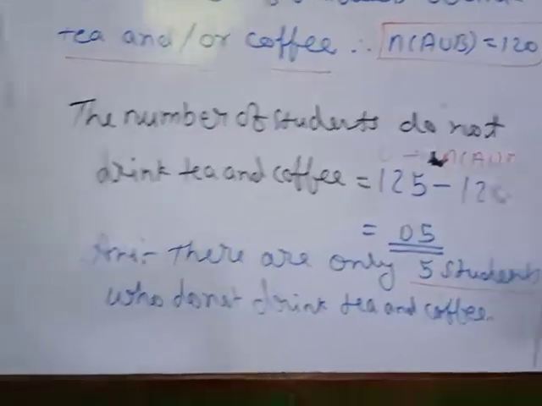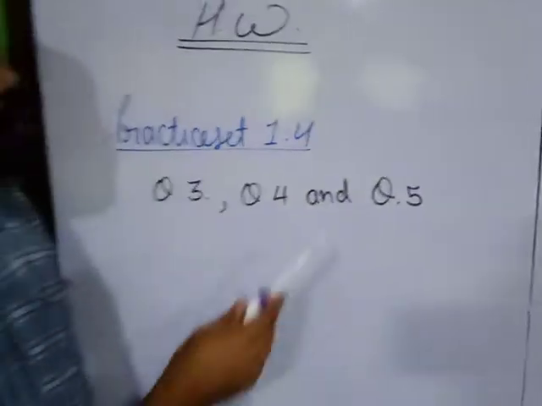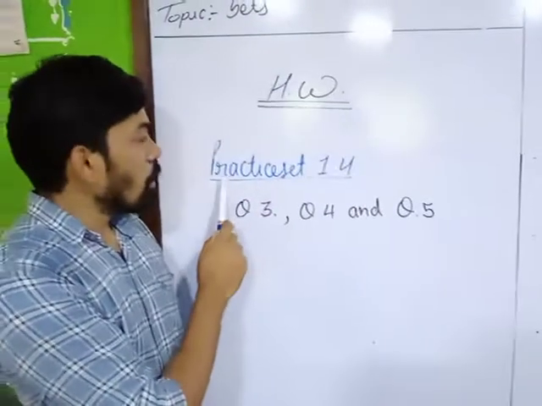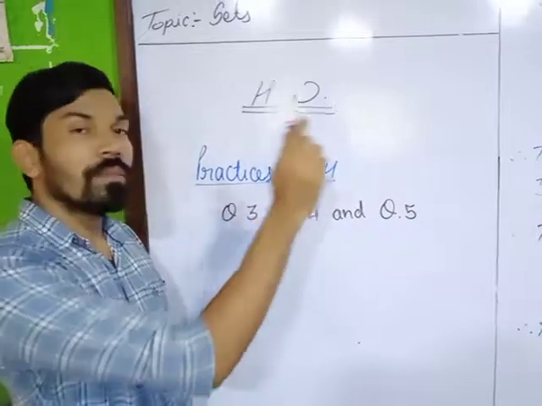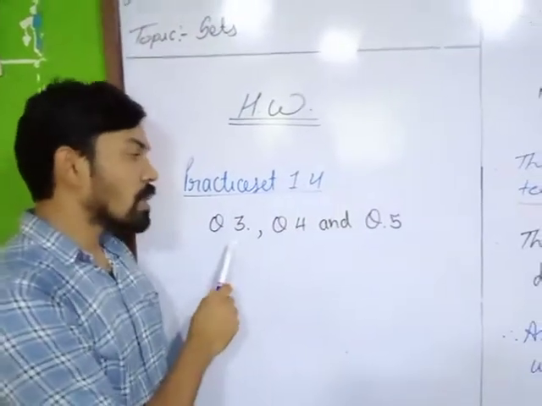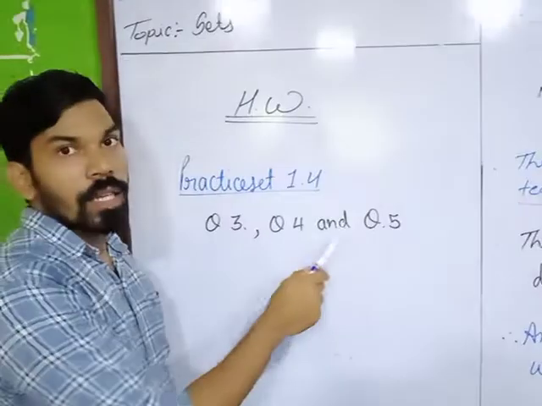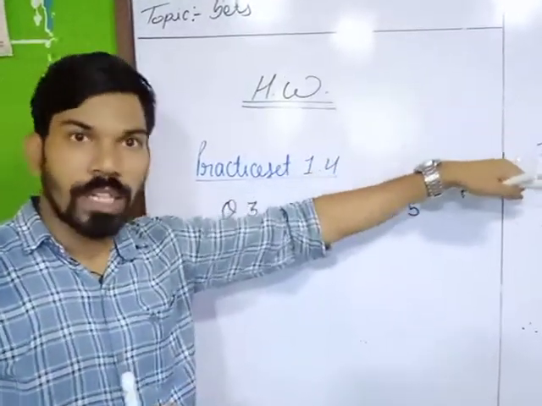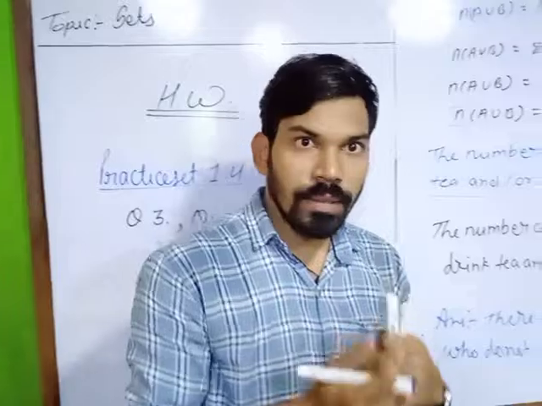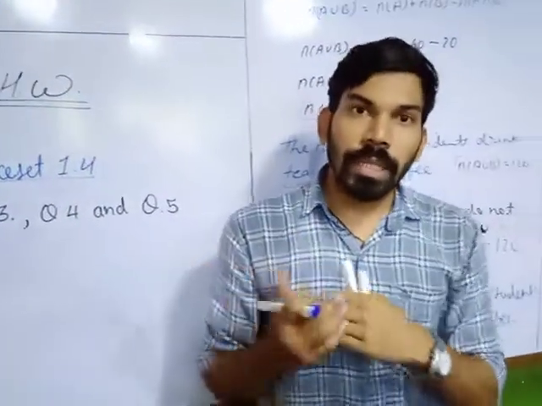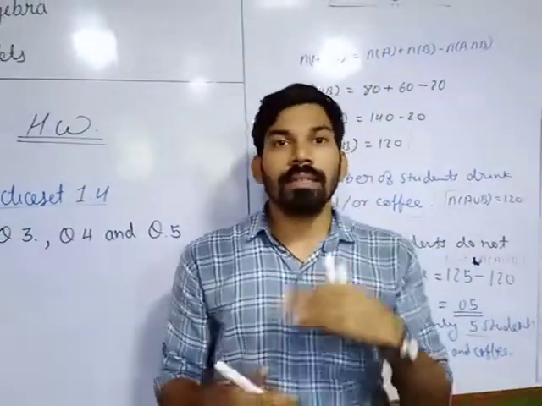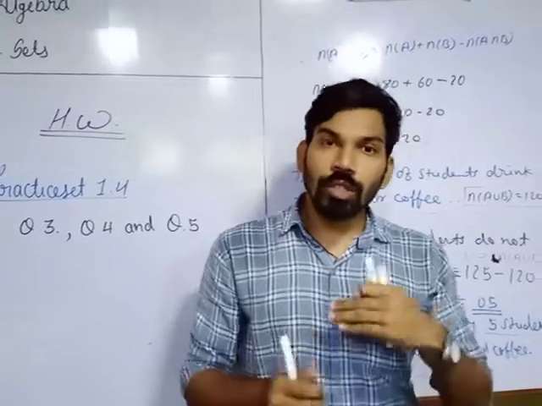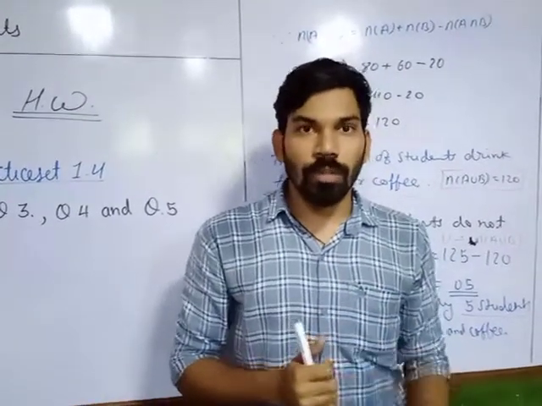So this is the homework for you all. Practice set number 1.4, question number 1 and 2 we did, question number 3, 4 and 5 you have to solve. All the questions depend on these two questions that we did. The next thing, we completed the first chapter of sets. Still, if you have any doubt, you can ask on Friday in the group. Thank you.